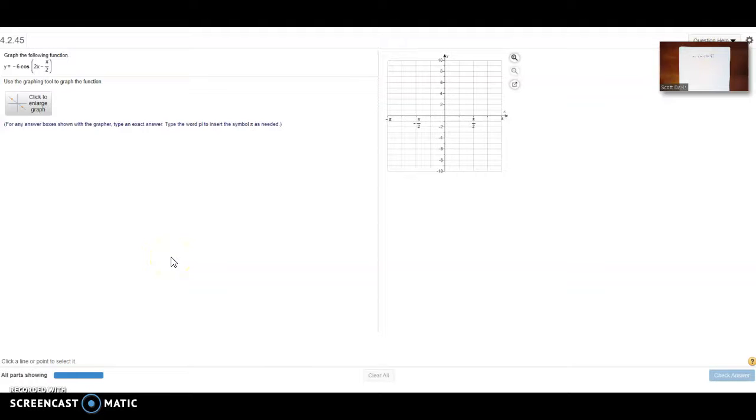In this video, we are going to practice graphing in MyMathLab. So we're going to take this equation, manipulate it a little bit, and try to figure out how to put all the little pieces that are going to shift and adjust this graph into MyMathLab.